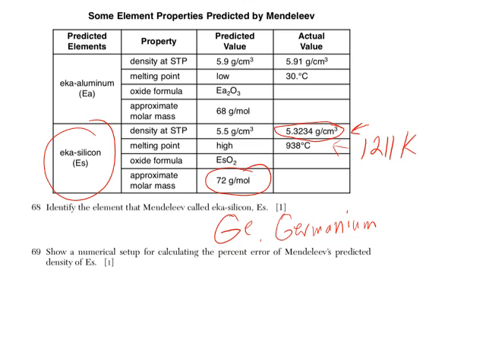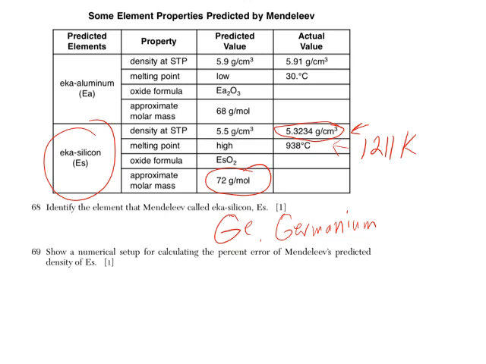69 says show a numerical setup for calculating the percent error of Mendeleev's predicted density of Es. So he thought he could predict what this density was. He's not fully correct, he's a little bit off. So we want to look for a formula now for percent error. It's on the back of the reference table.